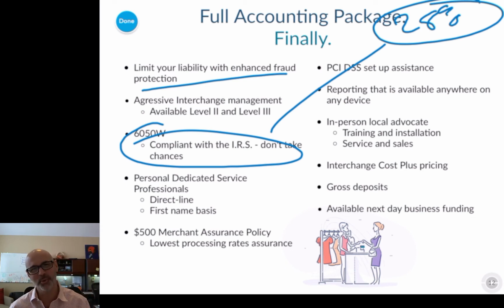So as part of our boarding process, before we even let your account come online, we verify with the IRS database to make sure that that would never happen to you.